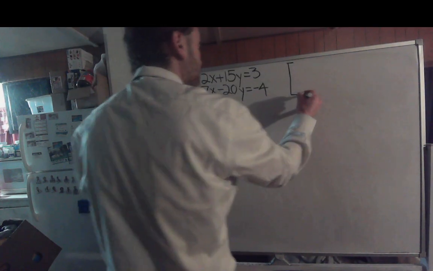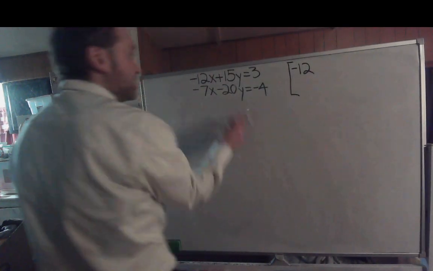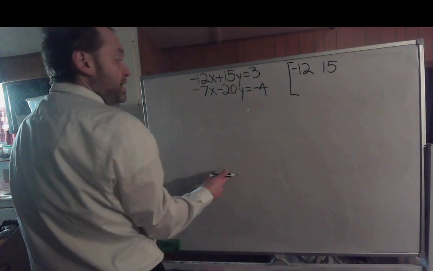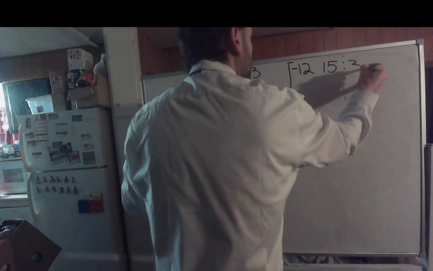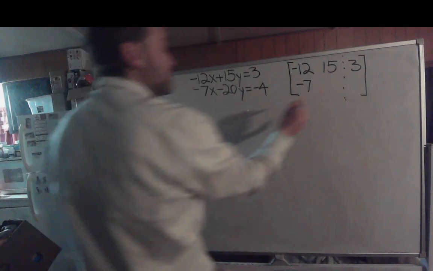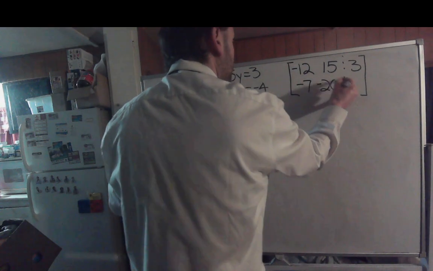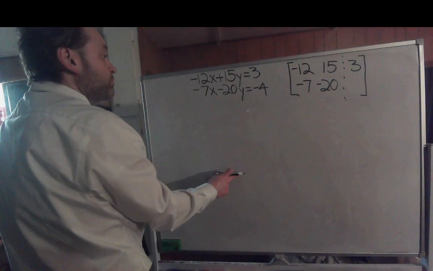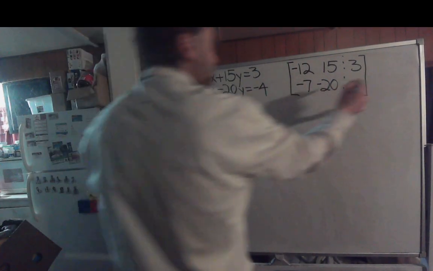So the first row, the coefficient on the x term is negative 12. The coefficient on the y term is positive 15. And then you have, of course, the 3 to the right of the augmented line. Second row, the coefficient on the x term is negative 7. The coefficient on the y term is negative 20. And then we have the negative 4 to the right.